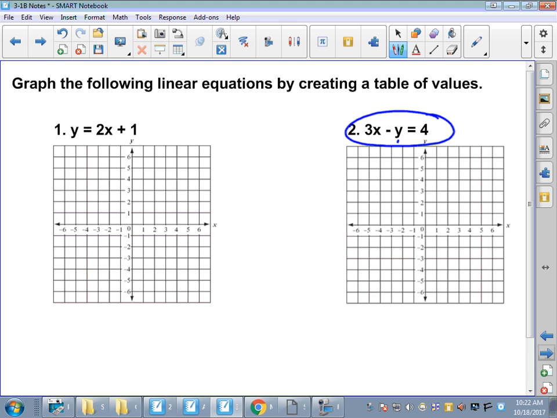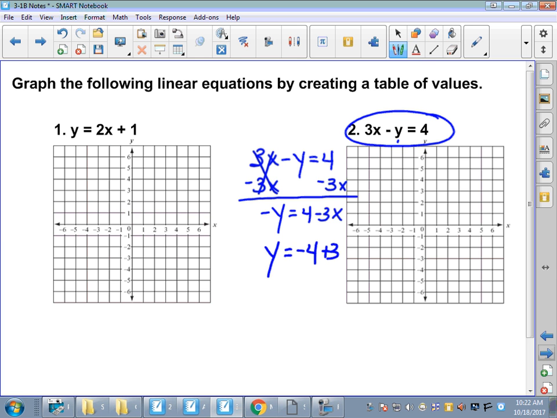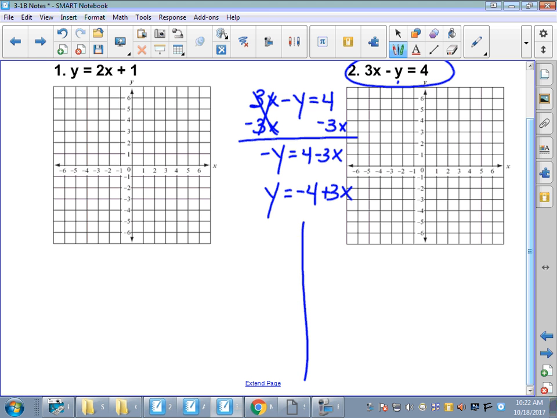So before I begin, I'm going to take this 3x minus y equation and solve for y like we did back in chapter 2. So to get y by itself, I'm going to subtract 3x from both sides. Negative y is equal to 4 minus 3x. And then I just want to change the sign of everybody. I want a positive y value, which will make a negative 4 value, and a positive 3x. Now that I have my equation set up for y equals, whatever x value I plug in, I know what y will equal, because I can just plug it in to this equation right here.